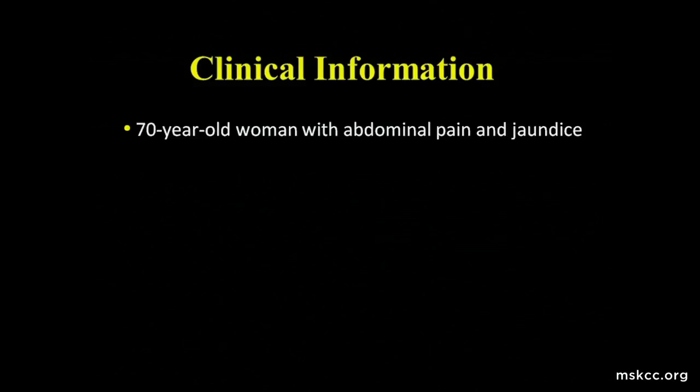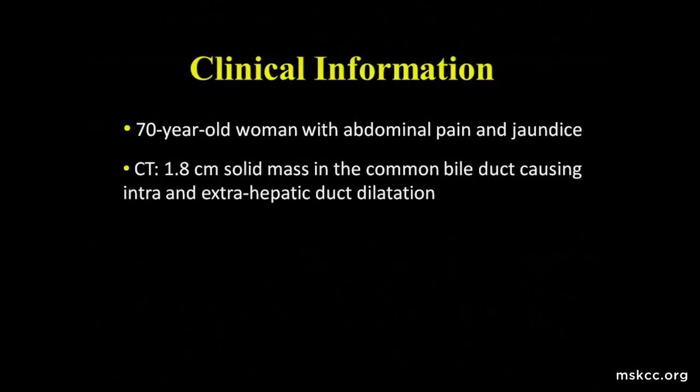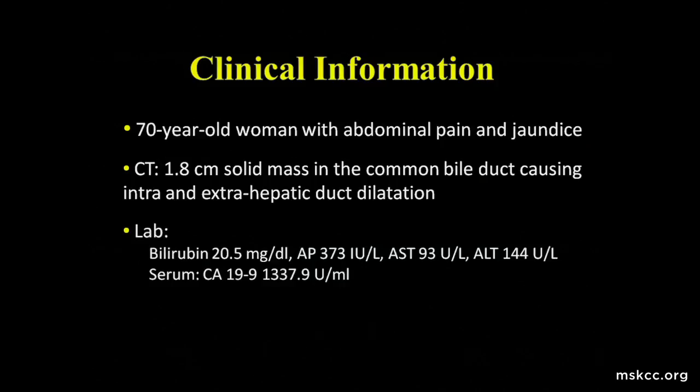The clinical history is that this is a 70-year-old female with abdominal pain and jaundice. CT scan reveals a 1.8 centimeter mass in the common bile duct, causing intra and extrahepatic duct dilatation. Liver function tests show a pattern of biliary obstruction, with high bilirubin and high alkaline phosphatase, and serum CA 19.9 is also very high.